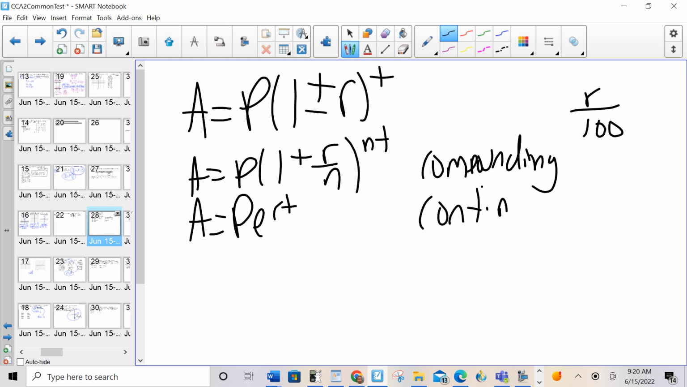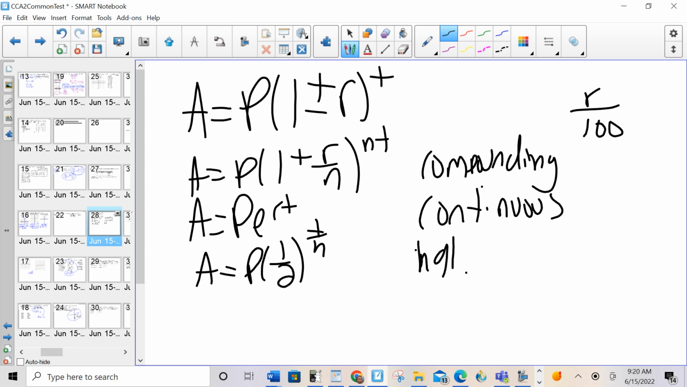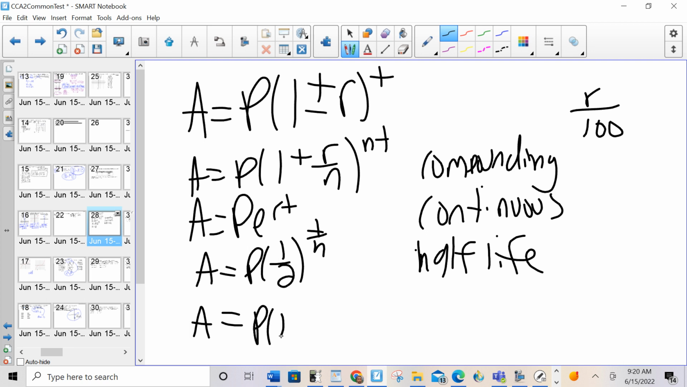Converting rates, raise 1 over n. Half-life, raise t over h. Irregular. What I mean by irregular time is if something increases by 5% every 3 years, not every year, but every 3 years or 4.5 days. It's just like half-life, but it's not always half, it's whatever the percent is. That's what I call irregular time.